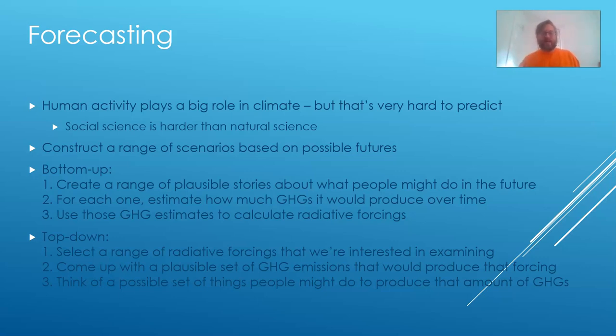A top-down scenario, we start with the outcomes that we're interested in. So we take different sorts of radiative forcings that we're interested in seeing. What would happen if we had this radiative forcing? What would happen if we had that radiative forcing? And then we work backwards to say, okay, what might people do in terms of greenhouse gas emissions, for example, that would result in that level of radiative forcing? And then what would have created that amount of greenhouse gases, right? What kind of human activity would have led to that? So we're working backwards, starting with a radiative forcing that we're interested in exploring, backwards to say, what could people do that would bring about that scenario?